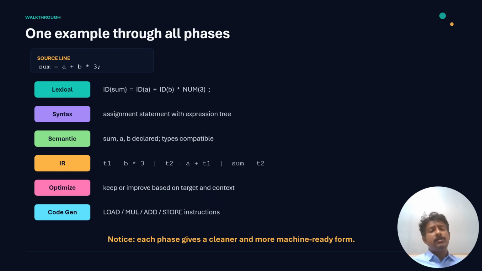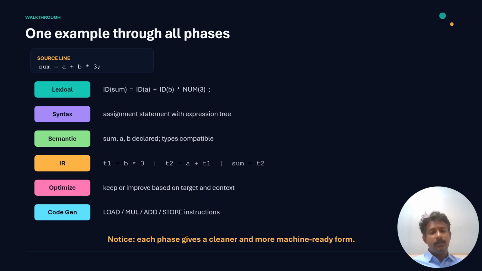The parser checks whether this is a valid assignment statement. It also understands that multiplication has higher priority than addition. So b into 3 should happen before adding a. Okay. And then it will move on to the next phase, called semantic analysis.